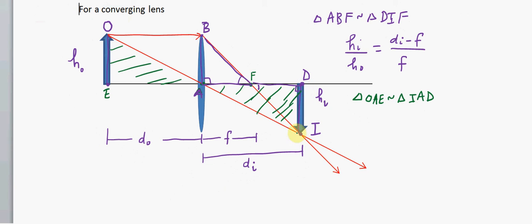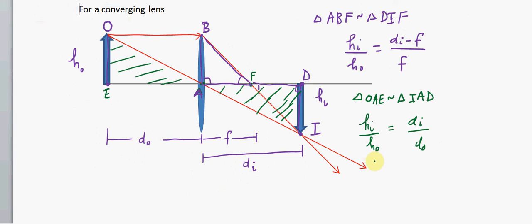Now notice that H sub I is still a part of this green triangle, so I can say that H sub I over H sub O is equal to this length here, DA. Okay? But DA, the segment DA, is really D sub I, or the image distance. And then on the left side here, over EA. But EA here is really the object distance. So that's D sub O.